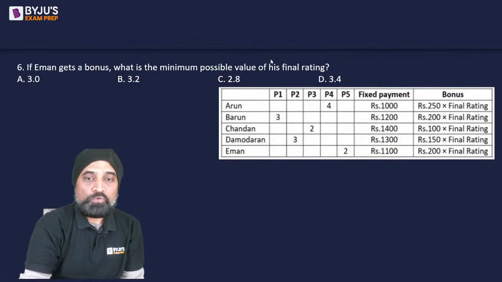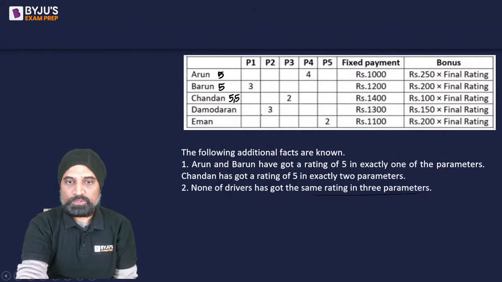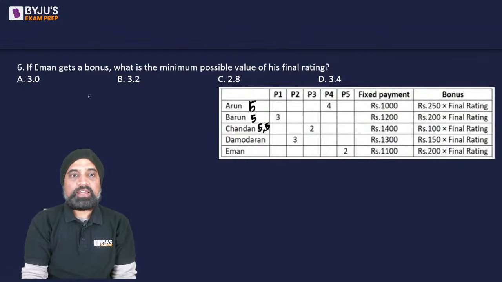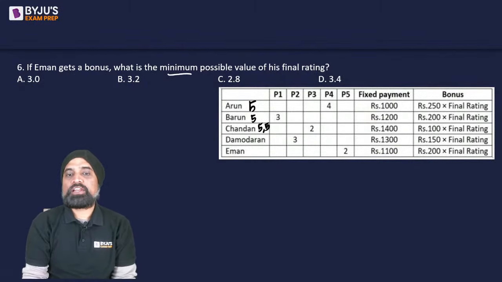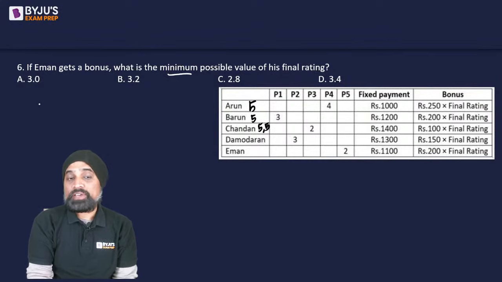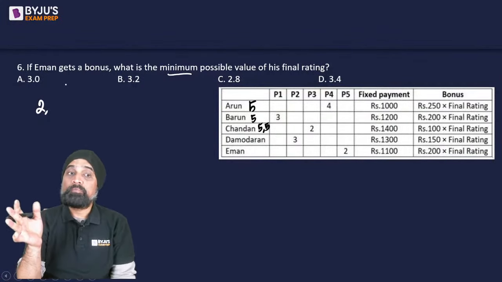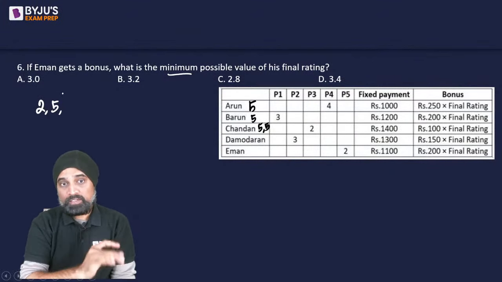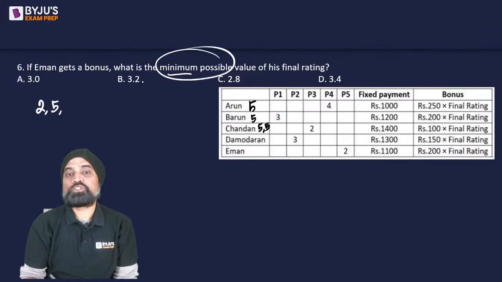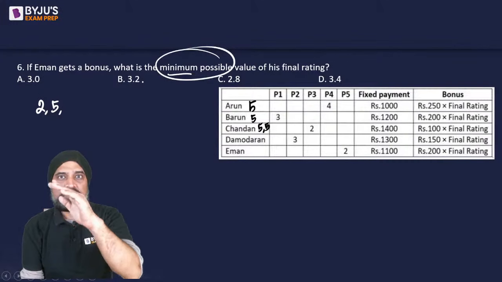Next. What all are we aware of? A gets a 5, B gets a 5, C gets 2 5s, right? This is what we know. Okay. If E gets a bonus, what is the minimum possible value of his final rating? So now E has to get a bonus. We already know he has got a 2, and we need to make sure that he gets a bonus. So he needs to have a 5 also and no 1. And we need to find out the minimum possible value of his final rating, as in, every rating should be as low as possible.